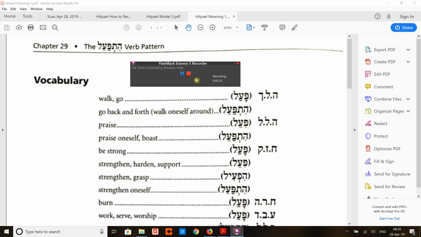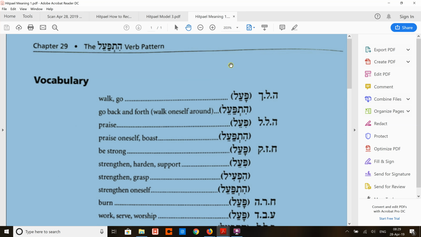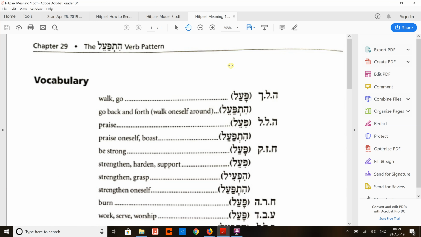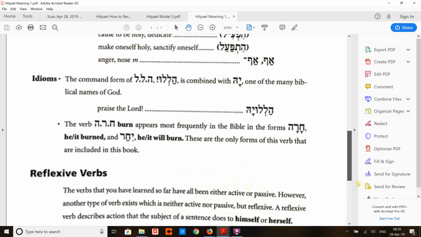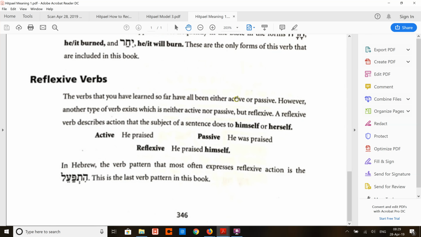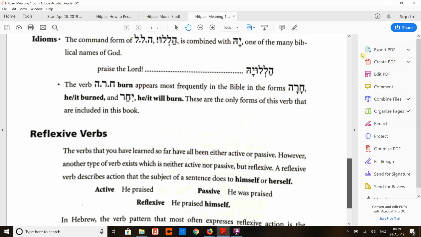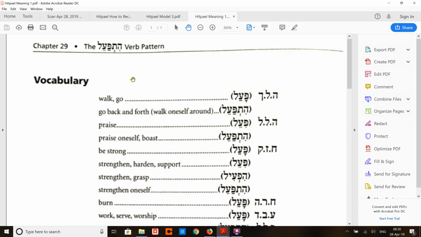Okay, people, this is our last verbal stem for the day, from chapter 29, the hit pa'el. Don't worry about this vocab. You're not responsible for it. Just need to scroll down the screen. The last verbal stem that we're going to learn, do they have it up here? Yeah, they have it in the title. Sorry, that's why I had it at the top.